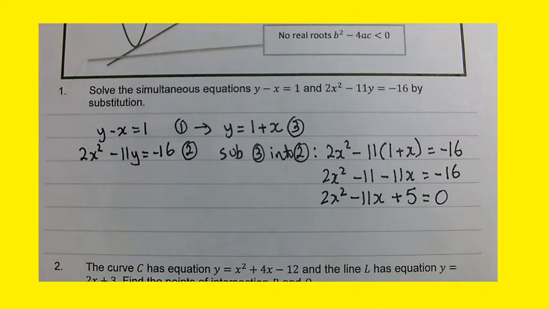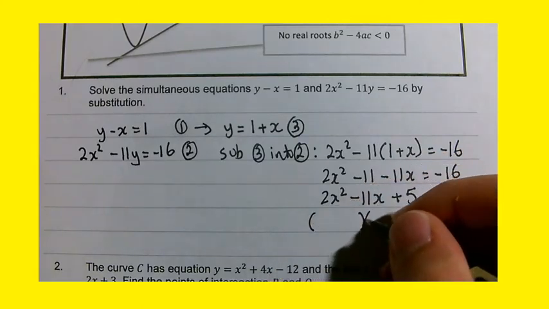Now what I can do, I can factorise. I could either use the quadratic formula or completing the square. I think this can be factorised, so let's go ahead and try and do that.